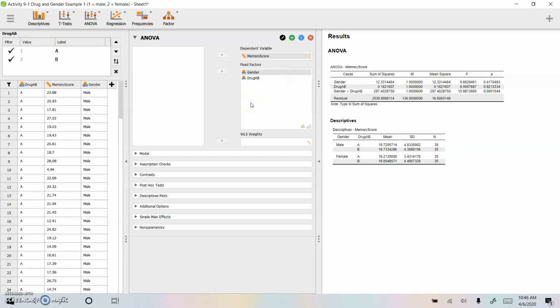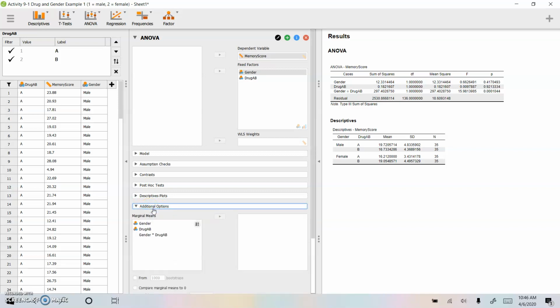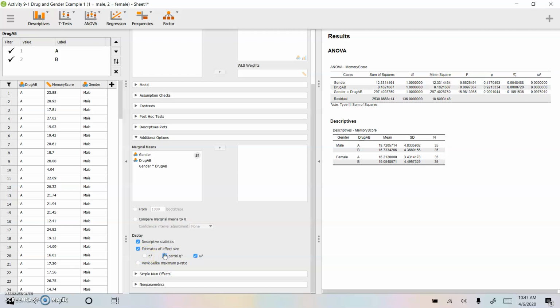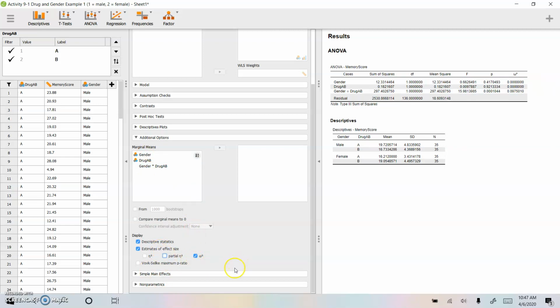Okay, so we're going to start by looking at the interaction. So the interaction between gender and drugs. In order to do this, let's start by doing a couple of things. One is click on additional options. And we're going to get estimates of effect size and get omega squared. So we're going to look at omega squared as our effect size. You can also get partial eta squared if you like, but we're going to focus on omega squared. So I'm going to delete that partial eta squared there.